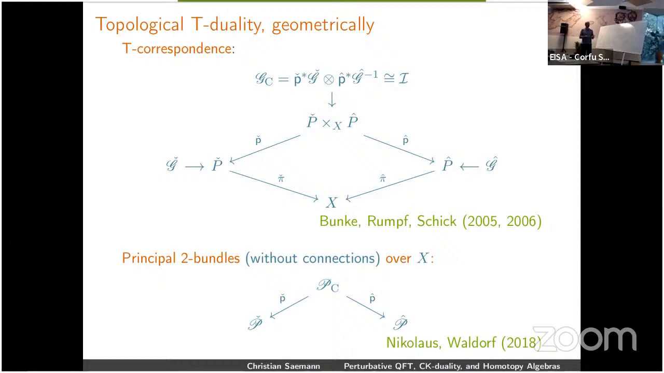Okay, so they had topological T-duality captured in terms of these principal two-bundles, which are combinations of these principal circle bundles with a gerb.